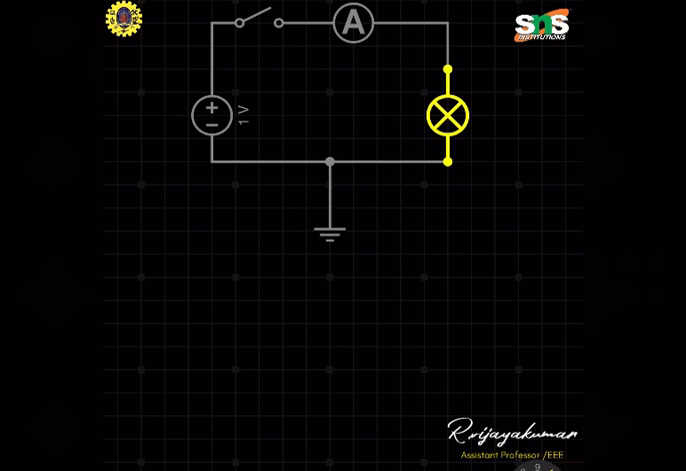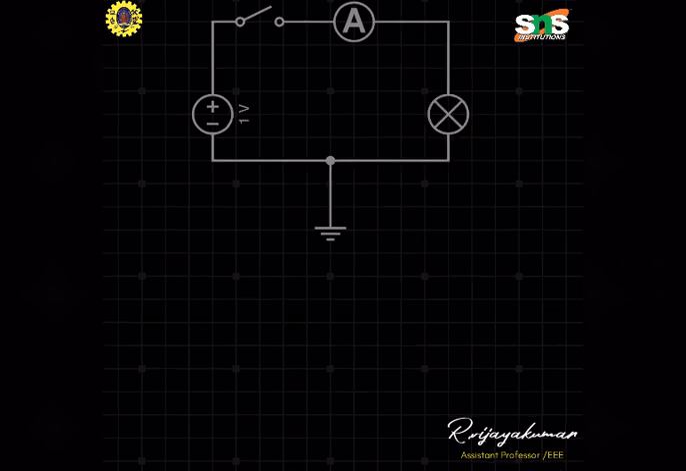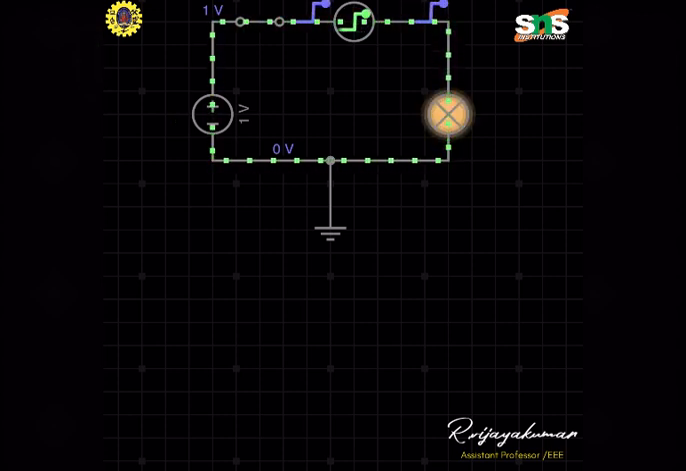Just as an example, we are taking a 30 milliwatts power rating. No issues, I will take it as 50 milliwatts. So here 50 milliwatts and a 1 volt power supply. Next I'm going to simulate. Just see the circuit: there is no closed circuit here. I need to close the switch, and automatically the lamp starts glowing.